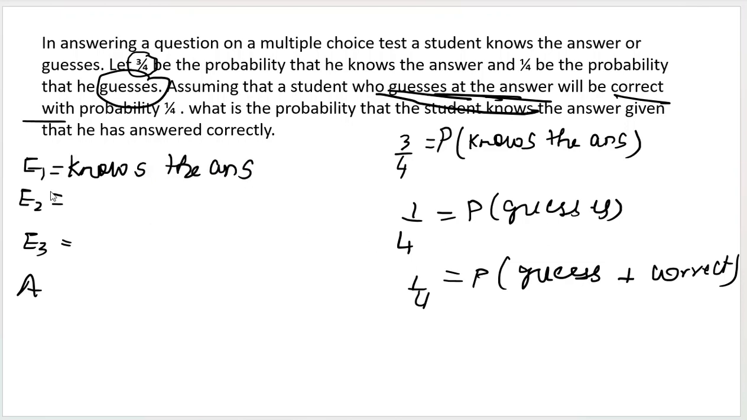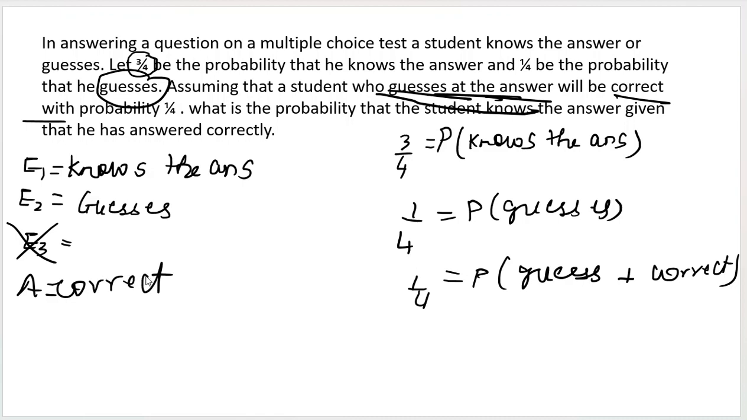E2 is nothing but he guesses the answer. Now there is no E3, because these are the only two events that have one condition attached. So there is no E3. Now A is the event which is left over. The event which is left over is getting the answer correct.